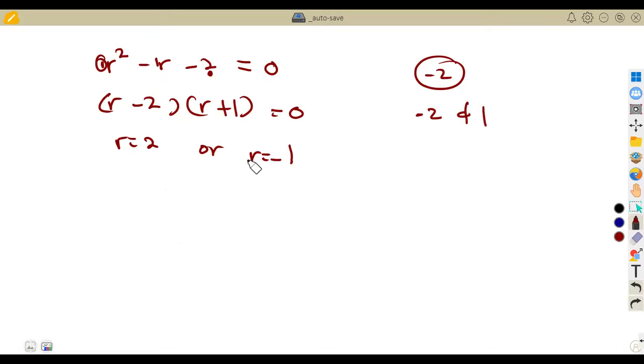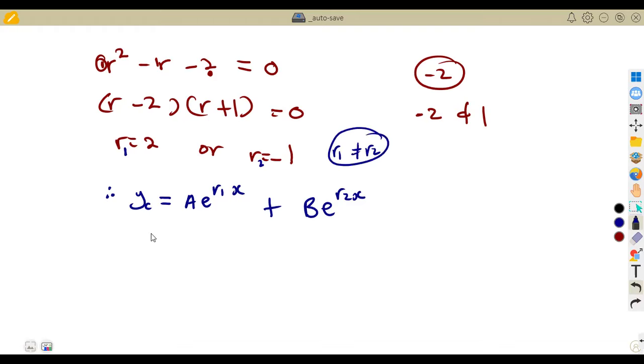So we saw that if our solutions are different, it follows that Y is going to be given as our complementary. So we're going to write this as YC. It is A e to the exponent of R1x plus B e to the exponent of R2x, whereby R1 and R2 are different. Our solutions are not the same, R1 is not equal to R2. So we have to use this on our complementary.